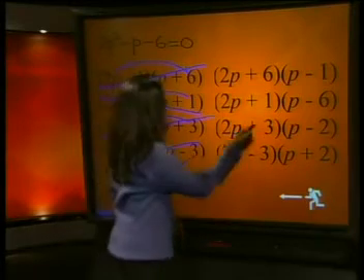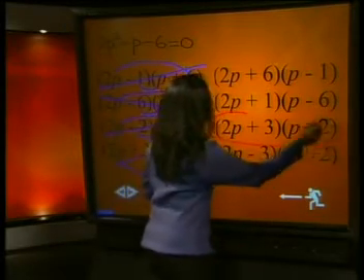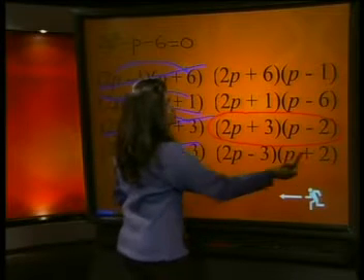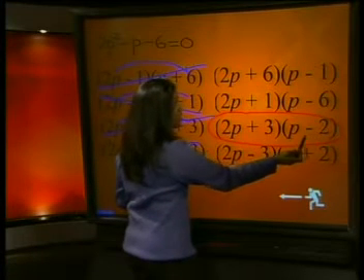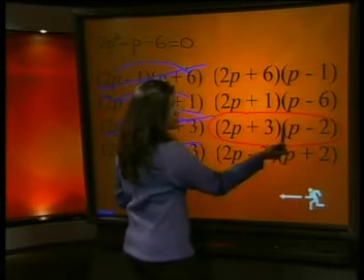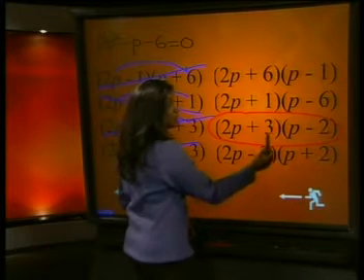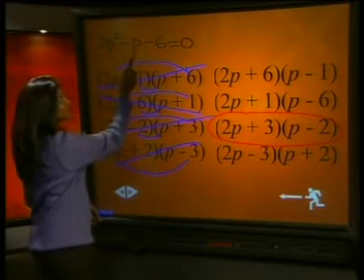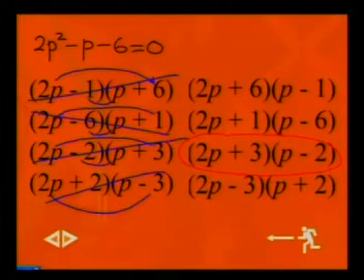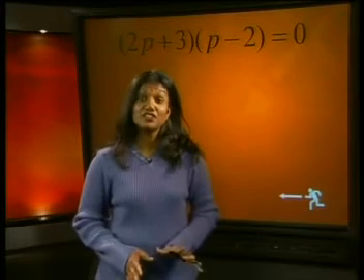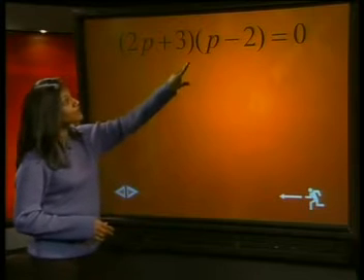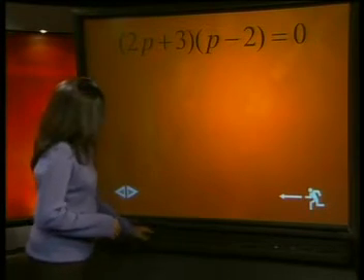So, this one is the right answer. Do you see 2p times minus 2 is minus 4p, plus 3 times p, which is 3p. Minus 4p plus 3p gives me minus 1p, which is what we had here. At last, so now we can say that 2p plus 3 multiplied by p minus 2 is equal to 0.